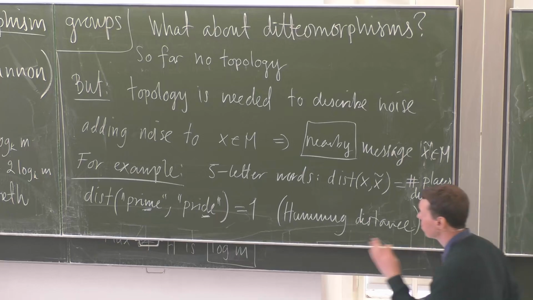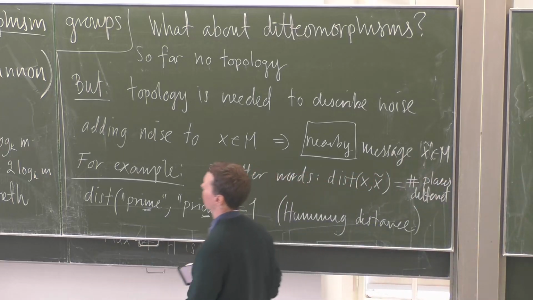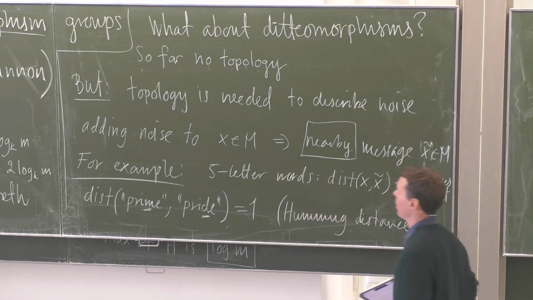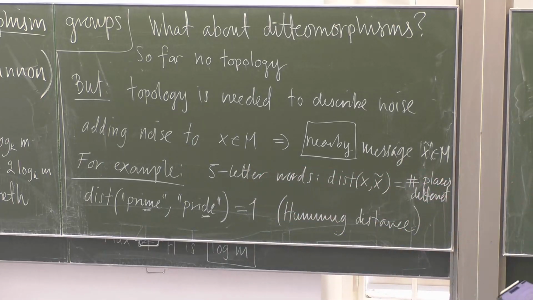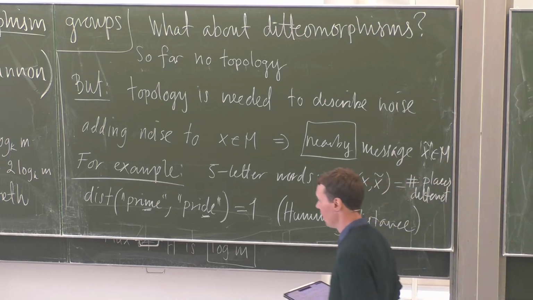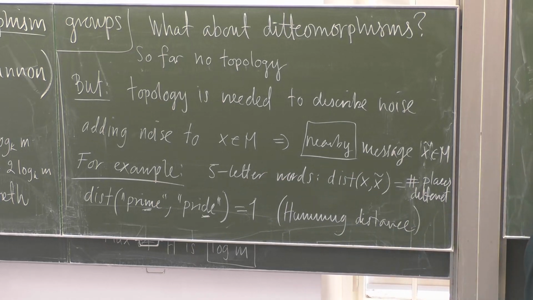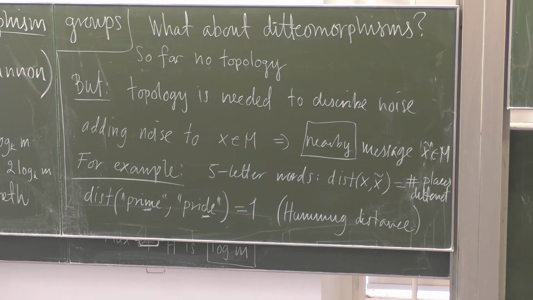Okay, so maybe at least we see vaguely that somehow when we talk about noise, maybe we need to introduce some distance or some topology. We need to know what it means for words to be close. Still, what is the connection to diffeomorphisms? So there are probably many ways of doing this or motivating this. One way could be as follows.